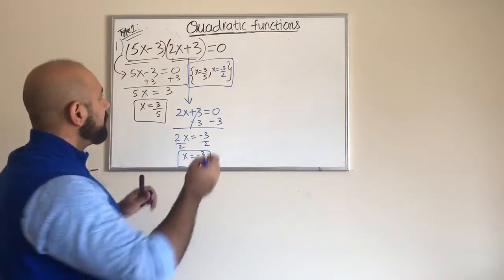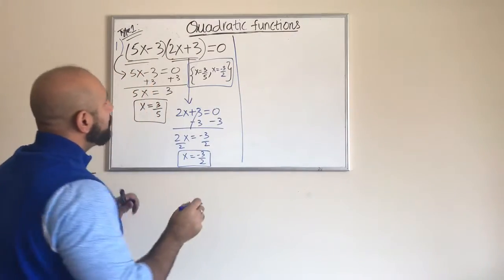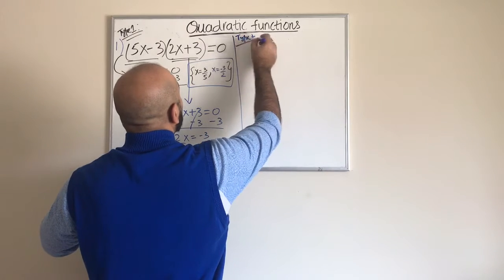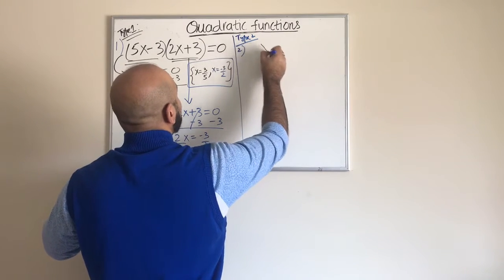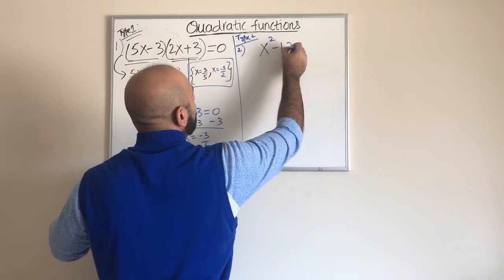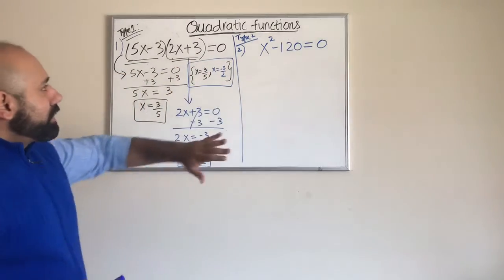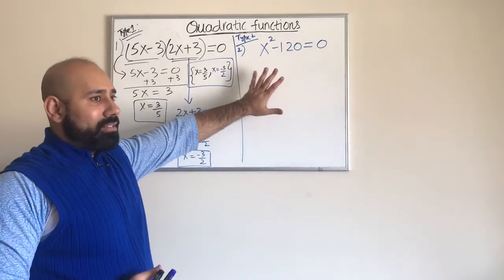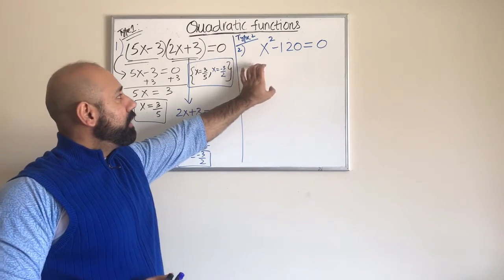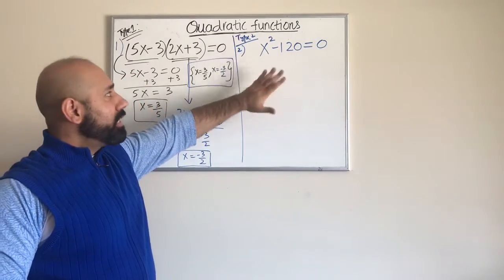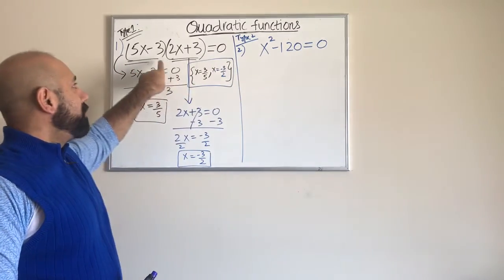Now the next one, the type 2 that I want to talk about in this video, is something like this. So let's call this type 2. And as an example, I have x squared minus 120 equal to 0. Now this is completely different, in the whole way of expressing the equation, and there are other things that are different when you compare it with this one.